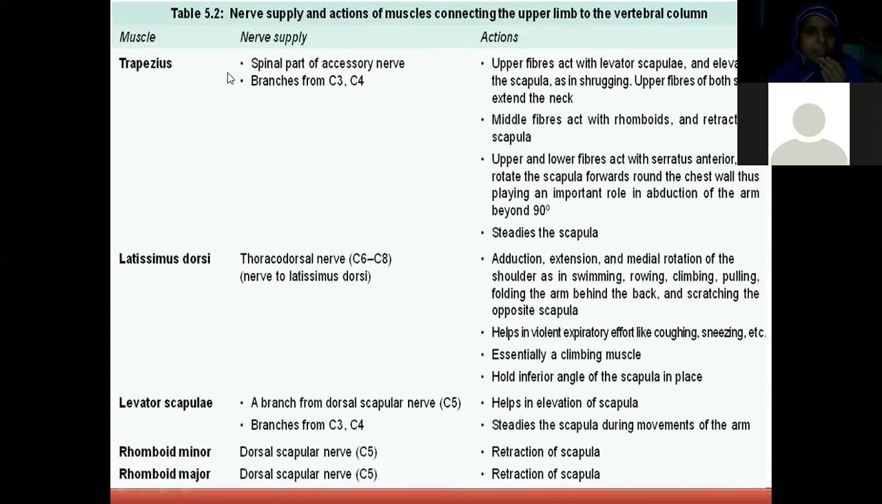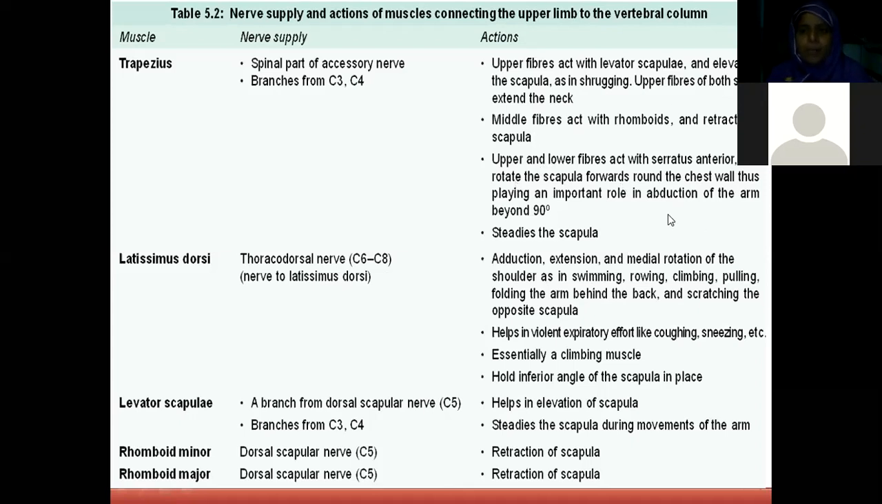Nerve supply, we already know, for trapezius is the spinal part of the accessory nerve. What is this doing? Trapezius is helping in elevation of the scapula, like this. Shrugging of shoulders is brought about by the upper fibers of the trapezius. Middle fibers along with rhomboids retract. Retract means they just make it flat downwards. So those are the middle fibers.